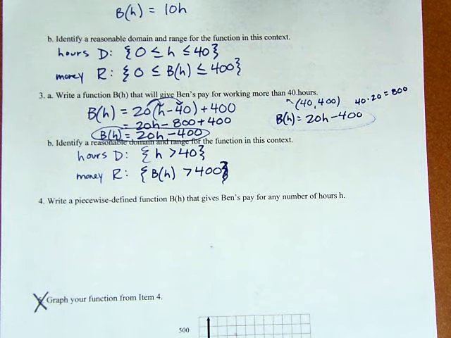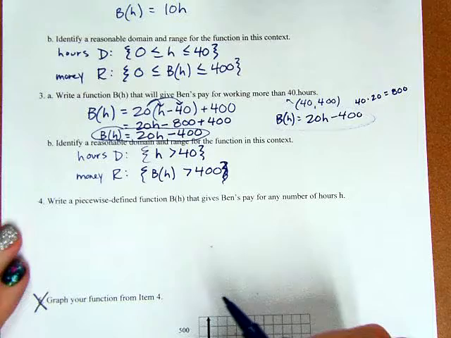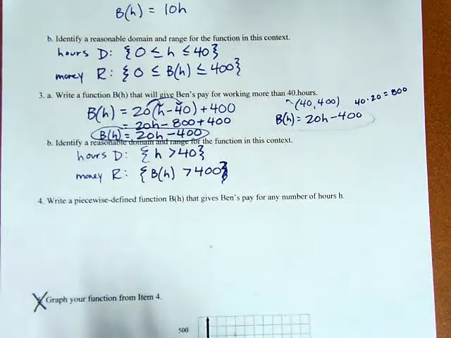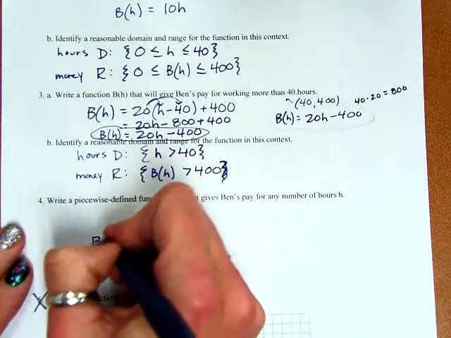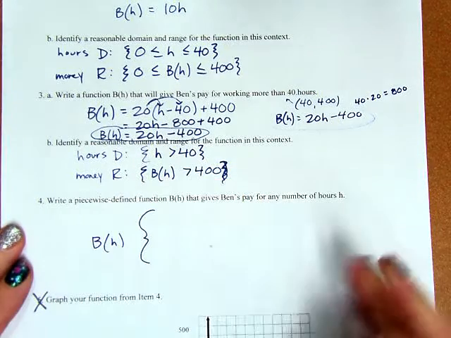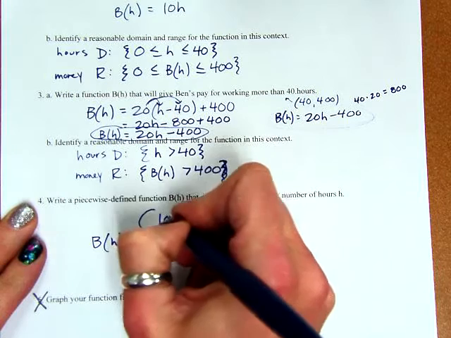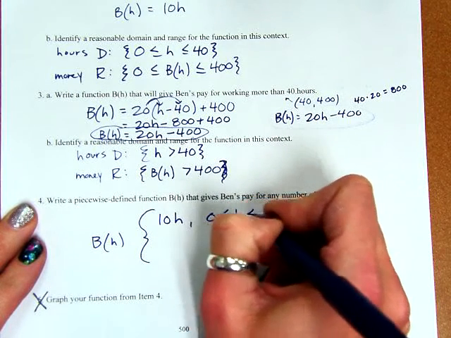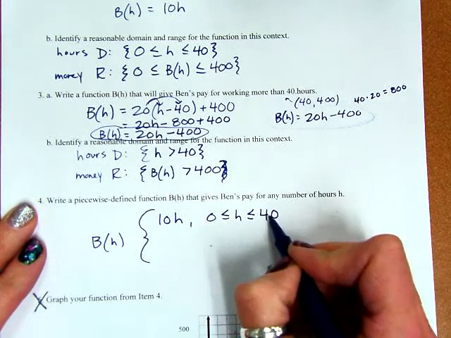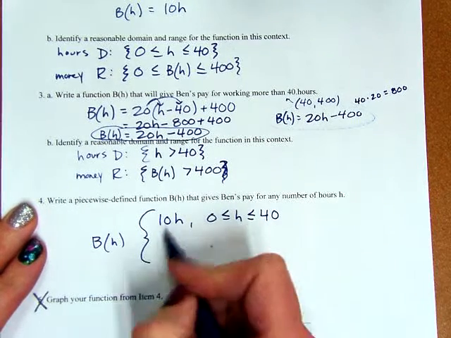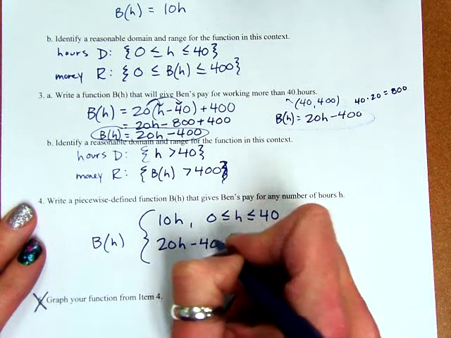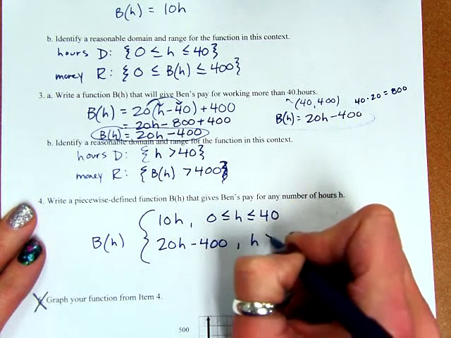Write a piecewise defined function based on Ben's pay. Okay, so here we have part A, and we have 2A and 3A, and we're going to squish everything together. So we have B of H, and we're going to make our two pieces. First we have the $10 per hour when 0 is less than or equal to H is less than or equal to 40. Equal to 40 perfectly is still going to fall in the $10 an hour. Then we have our 20H minus 400 when H is greater than 40.